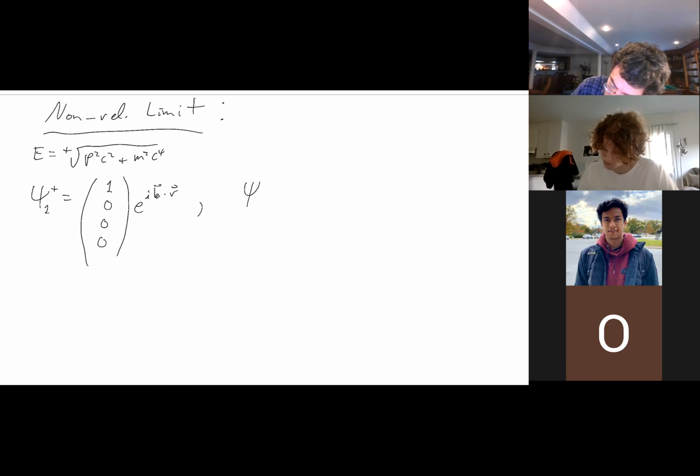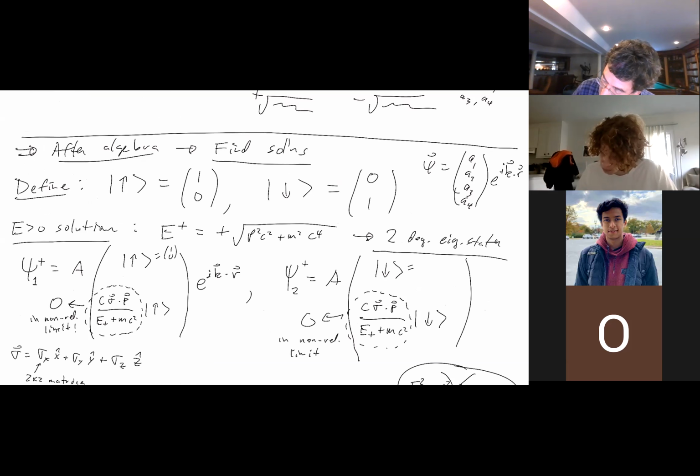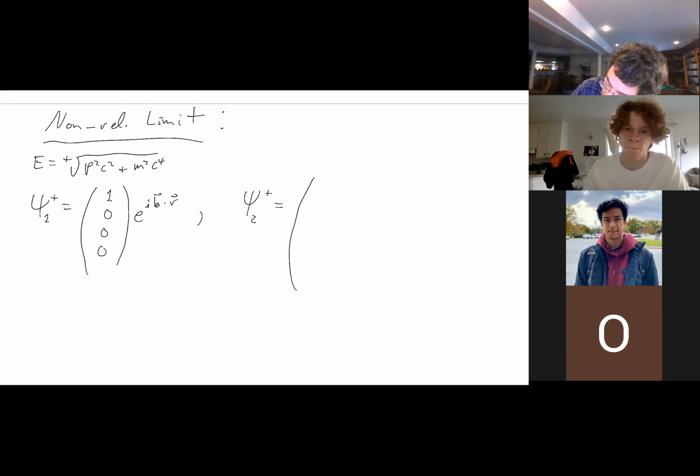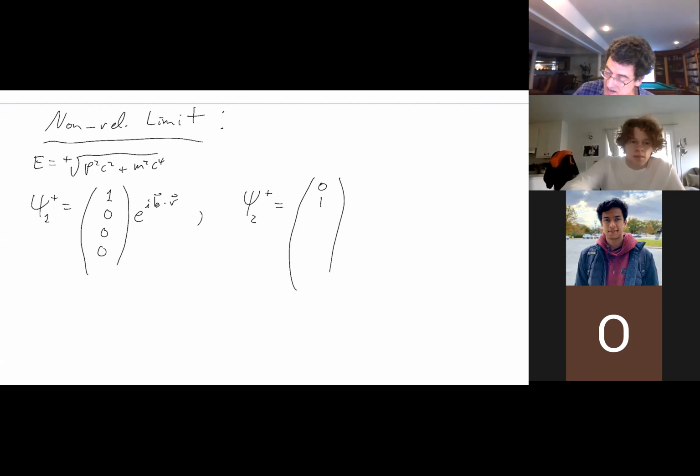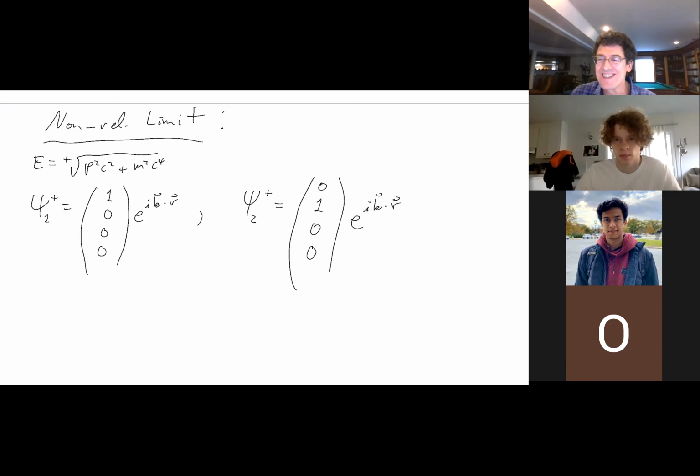And psi 2 plus is equal to, let's go back up here, it's going to be spin down, that down vector, which is 0, 1. And what are these two guys below them going to be? Also 0. That's right. 1, 0, 0, e to the i k dot r. That is the wave function. That is the free particle wave function in the non-relativistic limit.